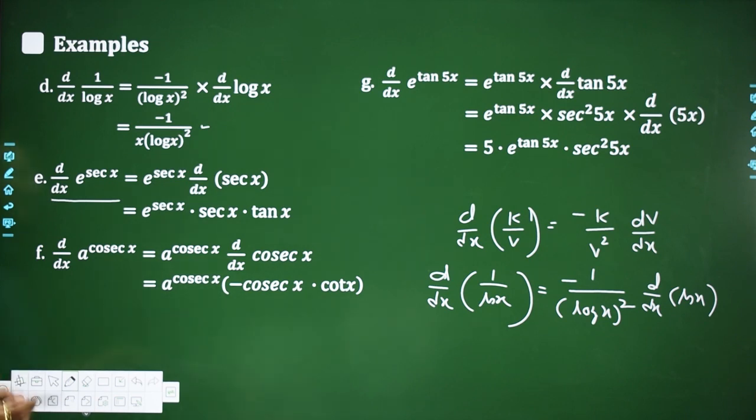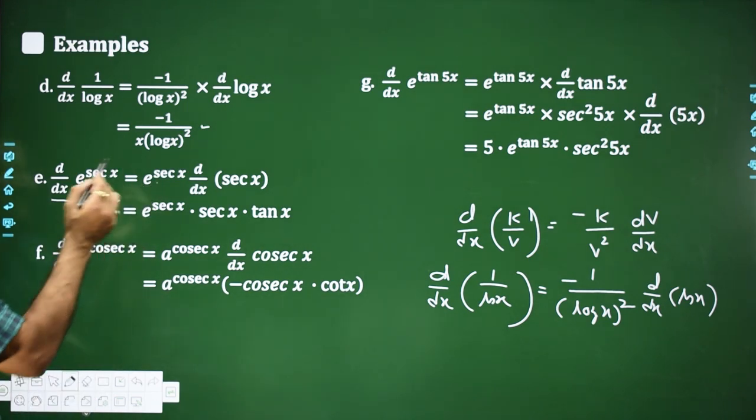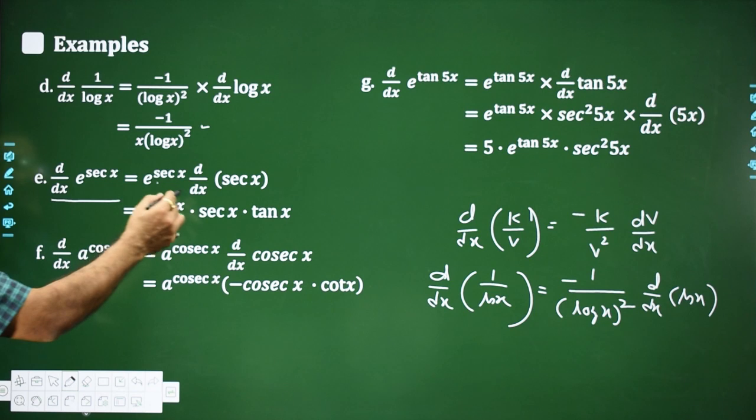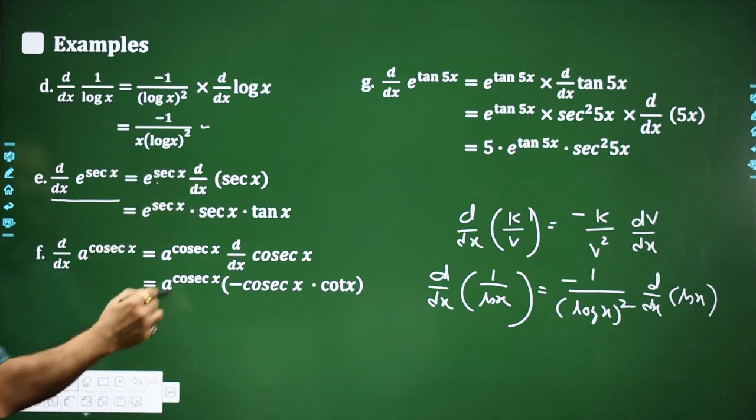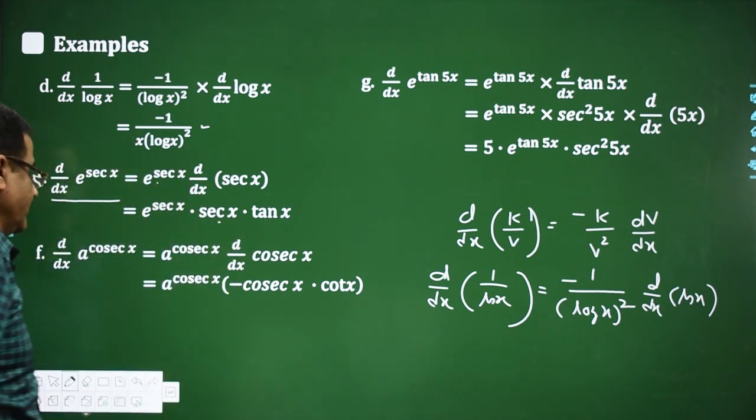Now, this example is similar to that of e raised to sin x. First of all, we have to write down the derivative of the exponential term as it is, and then the derivative of sec x, and the derivative of sec x is sec x tan x.